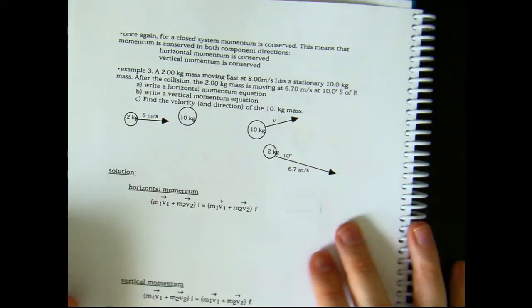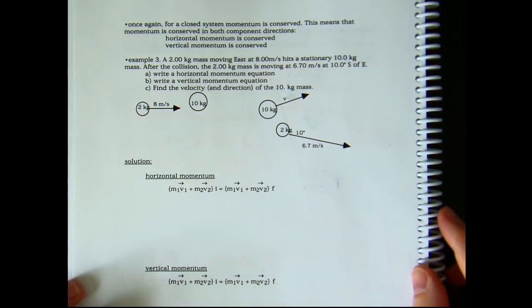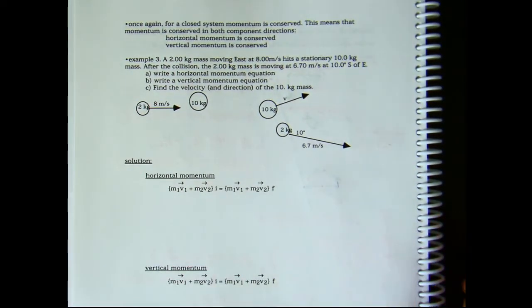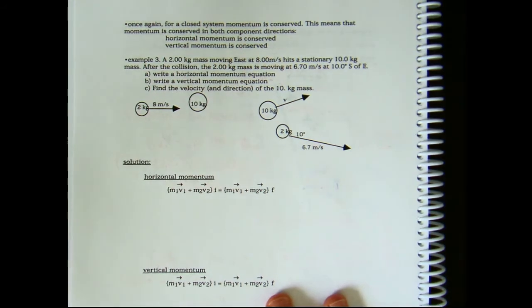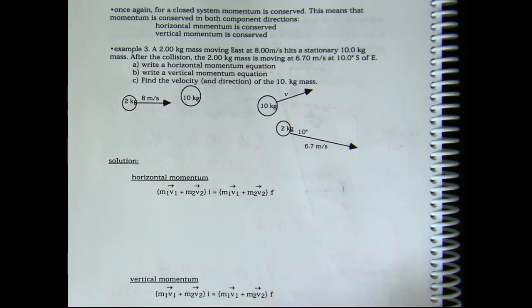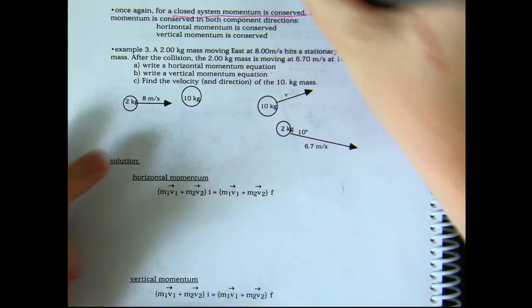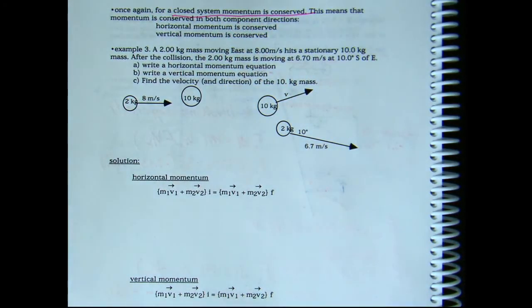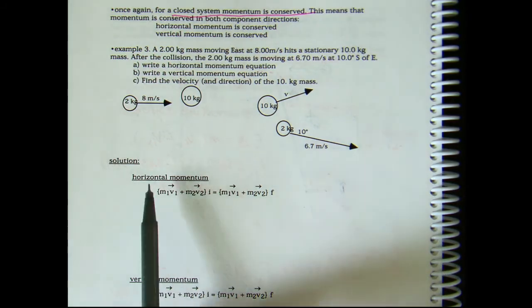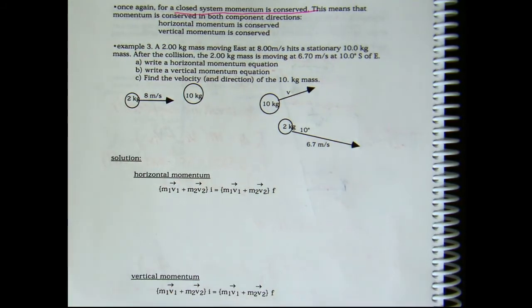Now we're going to start looking at collisions. What happens if we take two objects and we smack them into each other? What does a two-dimensional collision look like? So once again, for a closed system, momentum is conserved. Nothing's acting in from the outside. We have two objects, they're going to smack into each other, momentum is conserved. This means that the momentum is conserved in both component directions, horizontally and vertically, so we're going to end up splitting this problem like this. We're going to have a horizontal momentum, and a vertical momentum, and then we're going to put it all back together at the end.